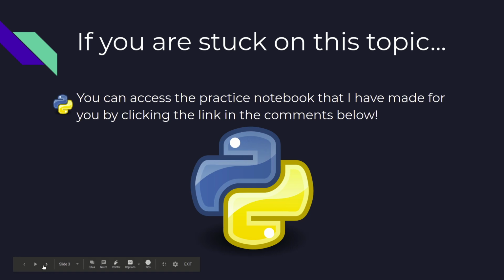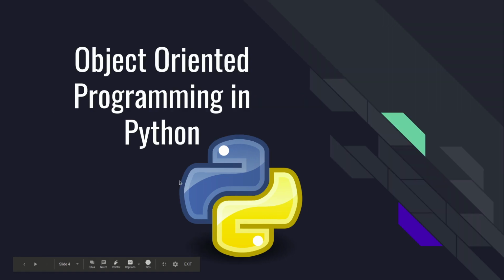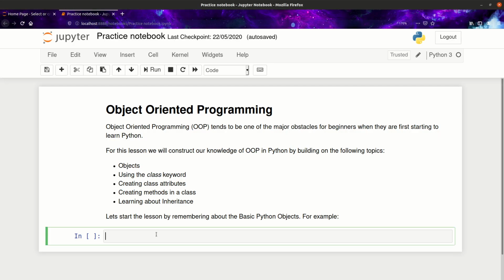So let's go into our Jupyter notebook and learn about object-oriented programming in Python. Okay, so here I am at my Jupyter notebook, and first I need to explain what object-oriented programming is. Object-oriented programming, or OOP for short, tends to be one of the major obstacles that is really hard for beginners when they're first starting to learn Python.